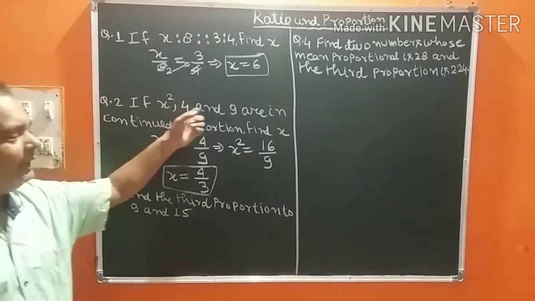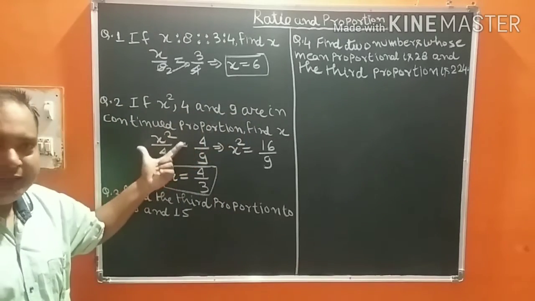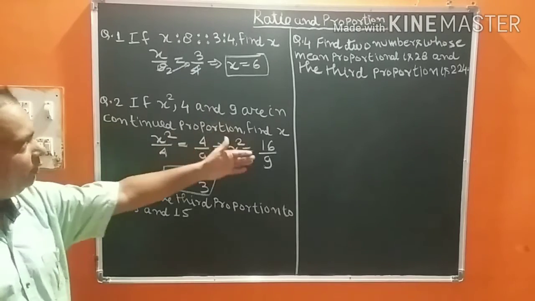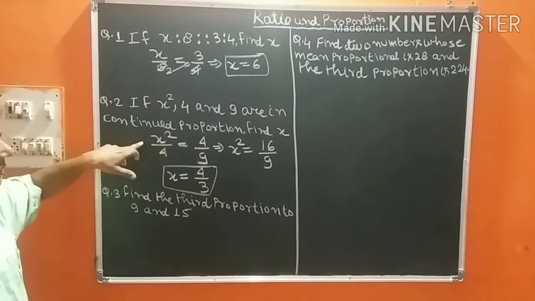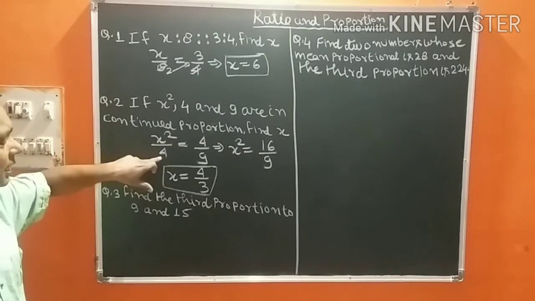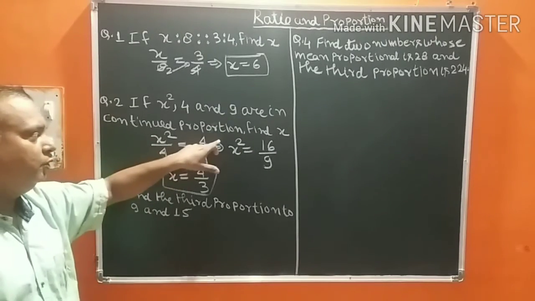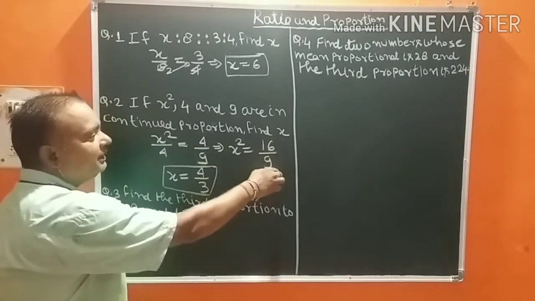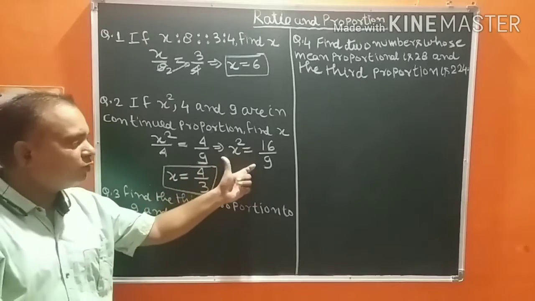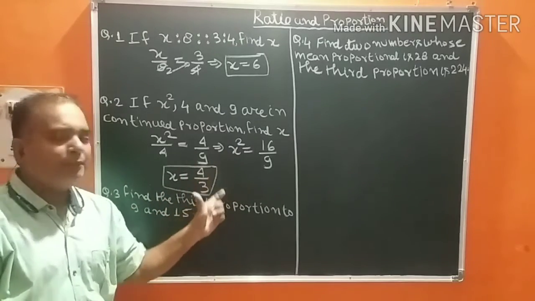x square, 4 and 9 are in continuous proportion. We have to find the value of x. If all these three are in continuous proportion, then we can write x square upon 4 equal to 4 upon 9. Now just cross multiply, so it will be x square equal to 16 upon 9. So when we take the square root, x equal to 4 upon 3.